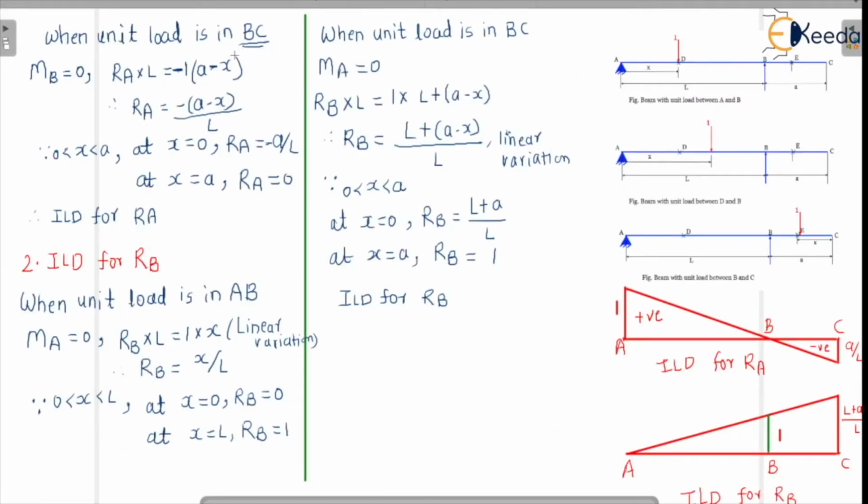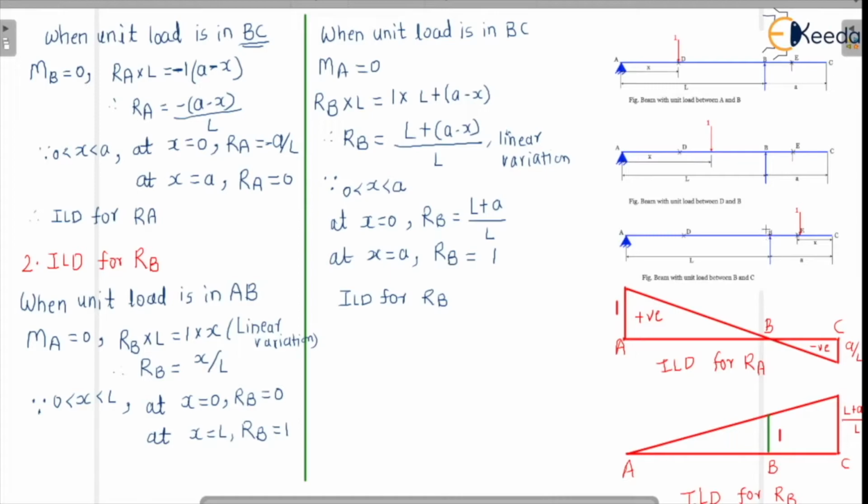So now next when unit load is in BC. Okay. So we are considering this part. So for this now we are calculating ILD for RA only. Okay. Now again in this case, let us consider when unit load is in this part, because AB is already covered. Now let us consider BC. So when unit load is here, again consider the moment about support B.